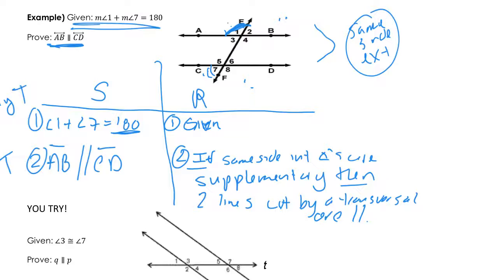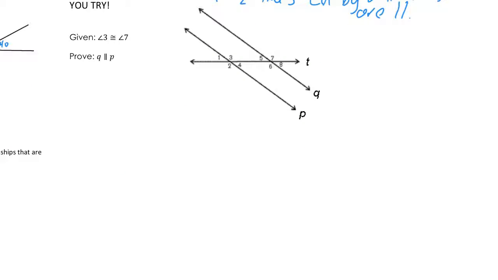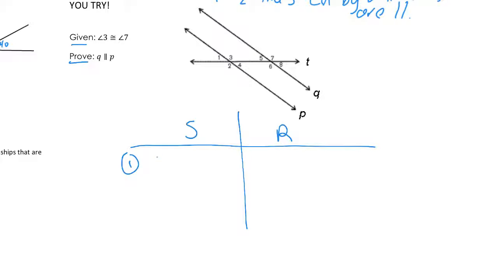Let's try the one underneath, give it a go, then play the video so you can see how to do it. First thing I want to do, it's a proof. It says given prove. So I'm going to write my statement and reason chart. And step 1 is always write down the given. So angle 3 is congruent to angle 7. And they gave it to me. That's how I know.